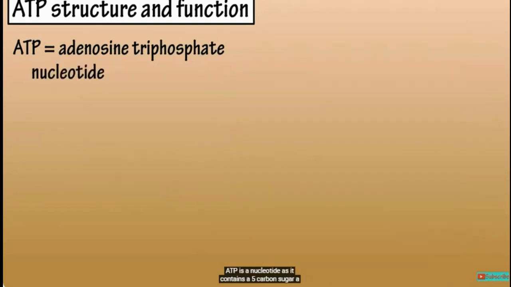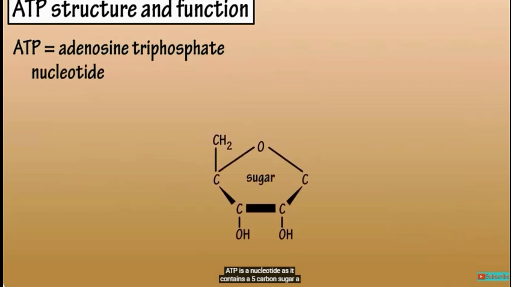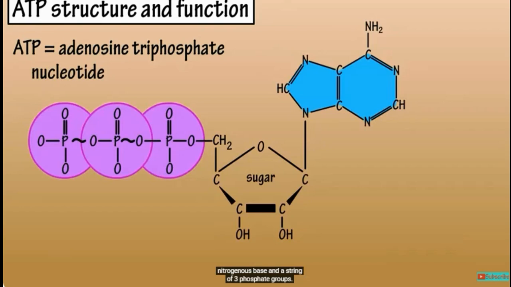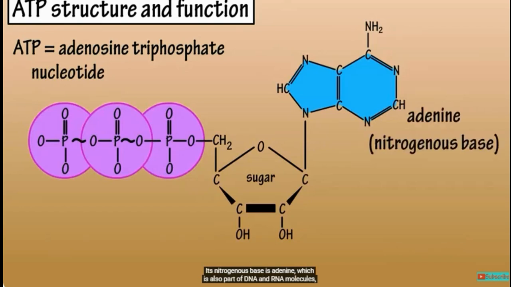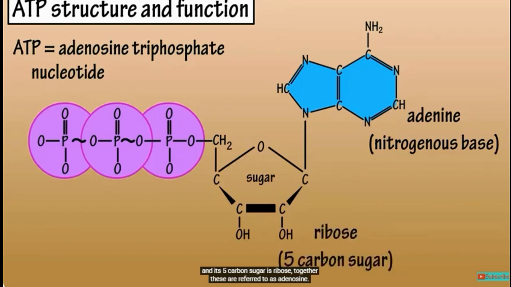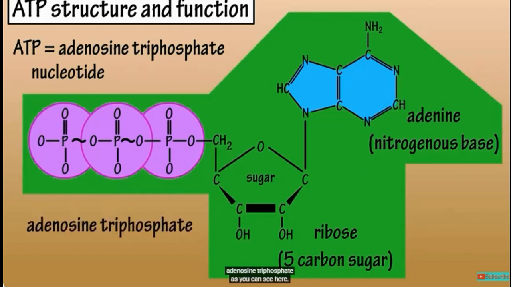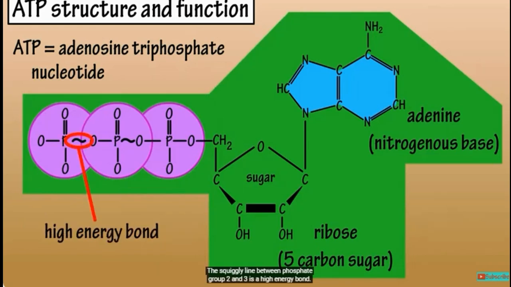ATP is a nucleotide, as it contains a 5-carbon sugar, a nitrogenous base, and a string of 3 phosphate groups. Its nitrogenous base is adenine, which is also part of DNA and RNA molecules, and its 5-carbon sugar is ribose. Together, these are referred to as adenosine. 3 phosphates are attached to adenosine to form adenosine triphosphate, as you can see here. The squiggly line between phosphate group 2 and 3 is a high energy bond.